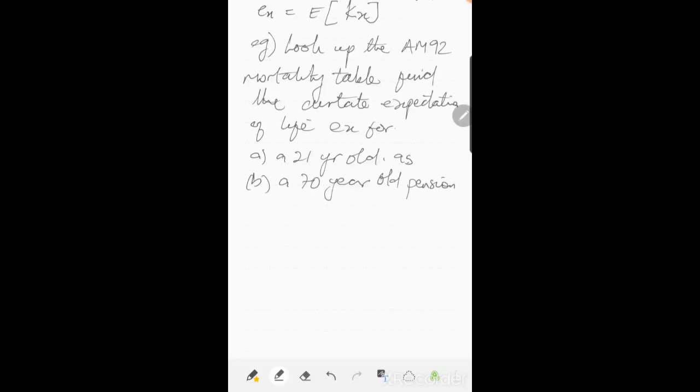So for this example you have to do the same as we did in the previous example of the complete expectation. Here I'll just show you how to do it and you can look it up. You need to go to AM92 of mortality and find the quoted expectation. In your tables you need to go to that page only. For A we have E21, and for B we have E70. So we're just looking at E21 and E70, and from that you can easily get the values.